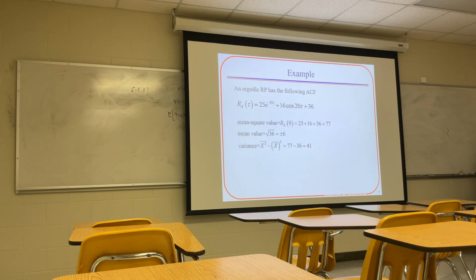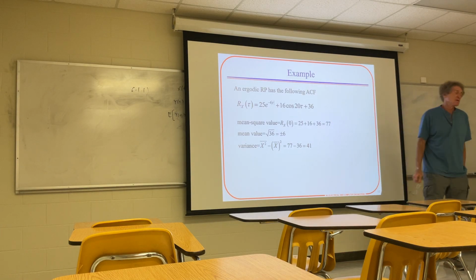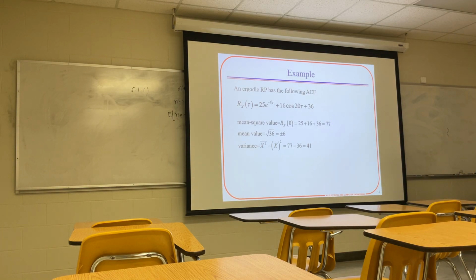Okay? Now for this one, this is the one I really wanted to get your attention on. So notate this. If you have this function right there, a couple things that you have to see. First, if you look for the mean squared value, just set tau equal to 0. Do y'all follow me? And that means you're going to have 25 plus 16 plus 36. That should be obvious. You get 77.